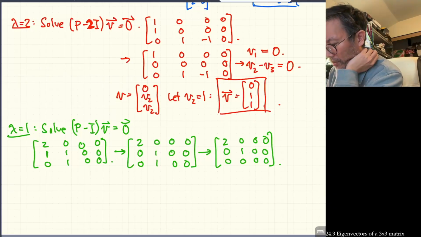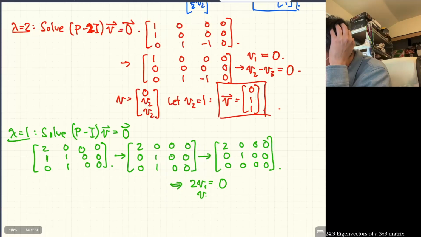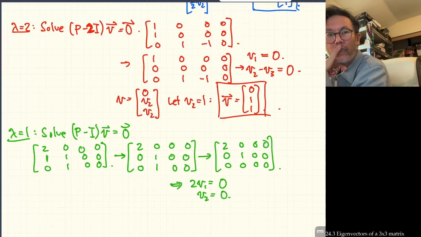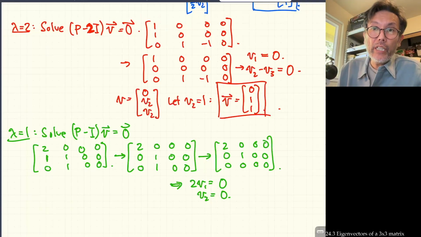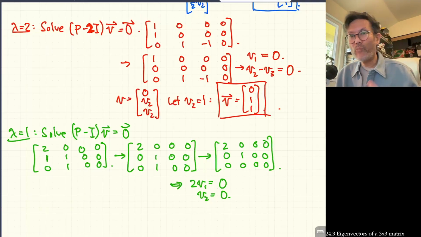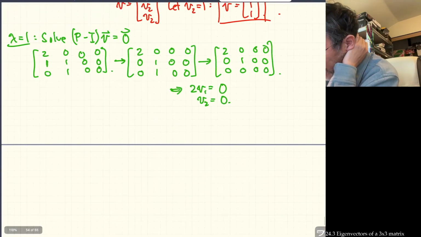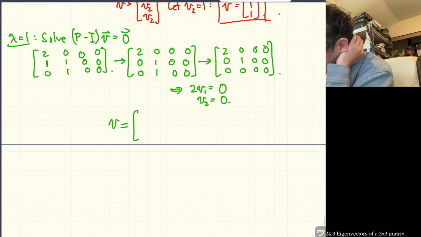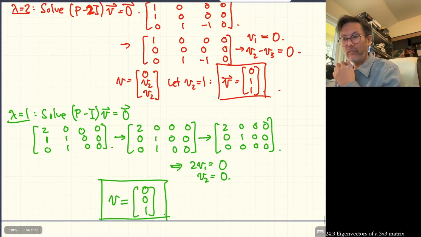And what this is saying is that this implies that 2v1 is equal to 0. That's what the first row is saying. And the second row is saying that v2 is 0. Those are the only constraints. So of course what this says is that v1 must be 0 and v2 must be 0. v3 can be whatever it wants to be. It's a free variable. So what we can do is make an eigenvector v be, for example, 0, 0, 1. This is an eigenvector with eigenvalue 3.